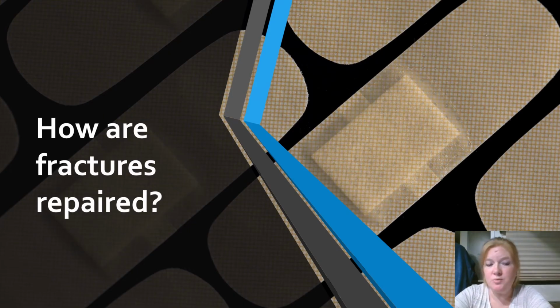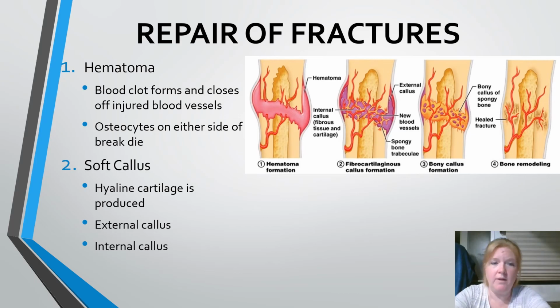How are fractures repaired? Well, 4 stages: hematoma, soft callus, hard callus, remodeling. Hematoma, blood clot. Some bone cells are going to die because the blood supply is going to be cut off by the clot. Okay. Second stage, soft callus. Hyaline cartilage is produced, forming a template, and it's formed on an internal callus and an external callus. Okay, so soft callus, it's going to have a bulge on the outside.